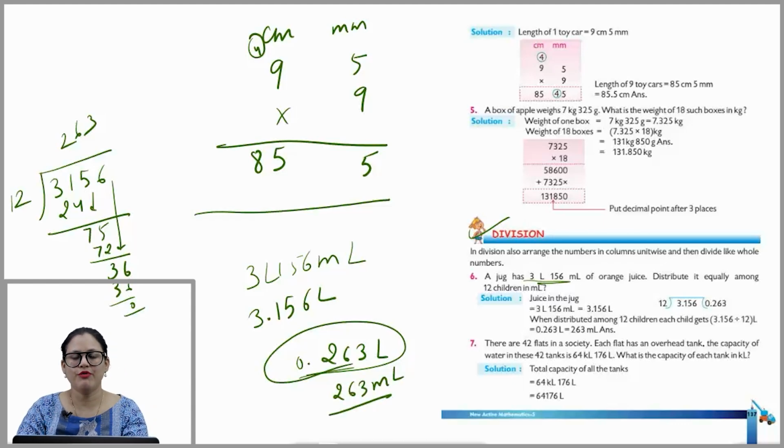Number 7, there are 42 flats in a society. Each flat has an overhead tank. The capacity of water in these 42 tanks is 64 kiloliter, 176 liter. What is the capacity of each tank in kiloliter? Okay, first total capacities of all the tanks in liter. Okay, we will express it in liter.